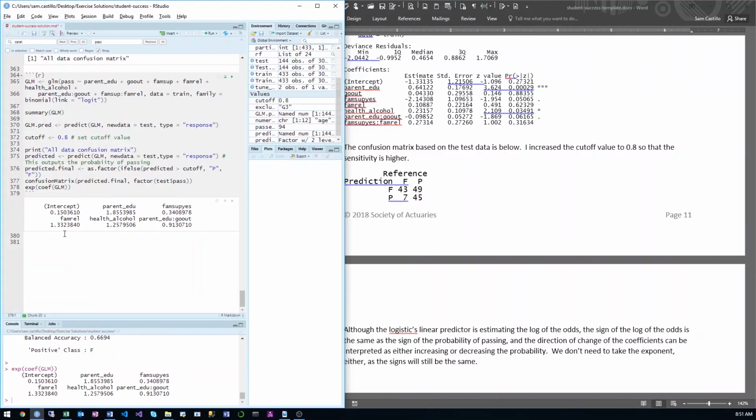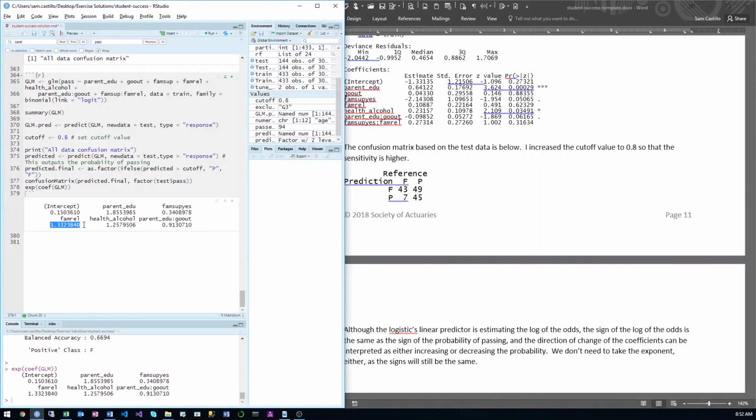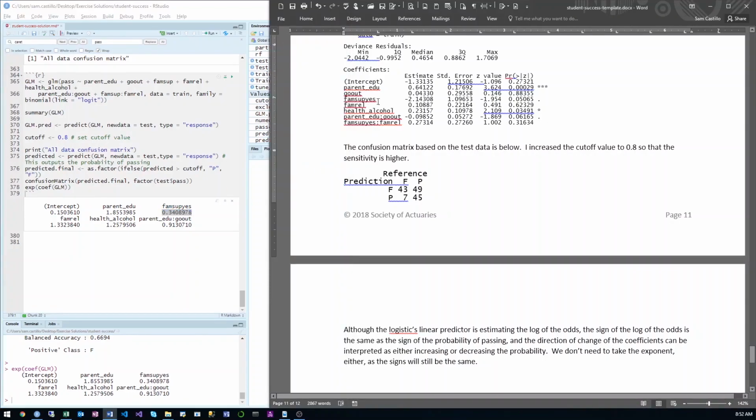So family relation is 1.3, right? Family relation is positive, so the sign of this value is positive, and this value is greater than 1, meaning it's just increasing the probability. Family support is less than 1, which means that it's decreasing the probability when you multiply them together. And if you look at family support, you can see that the sign here is negative. Let's do one more example. Okay, parent edu go out.